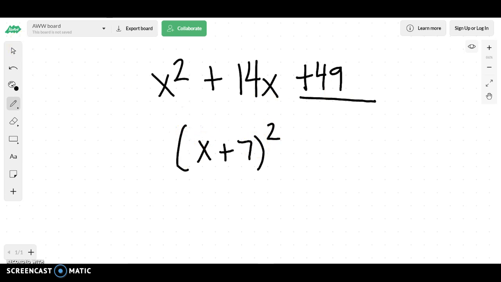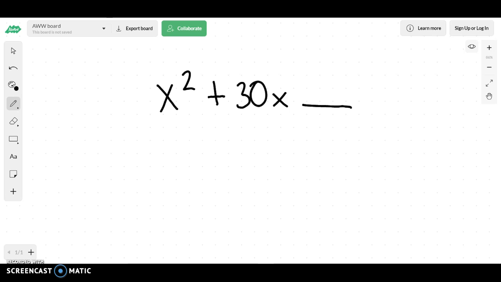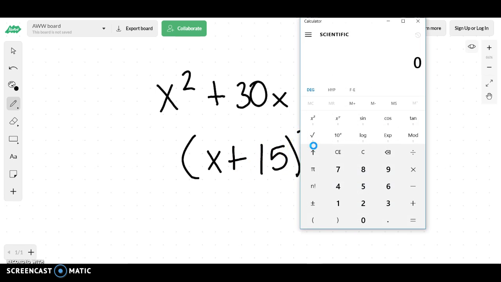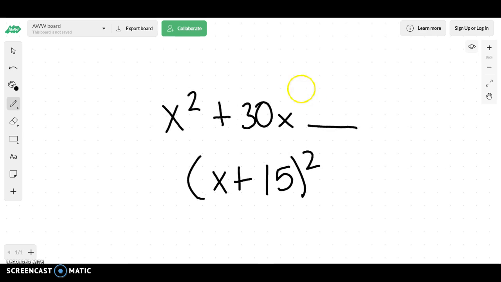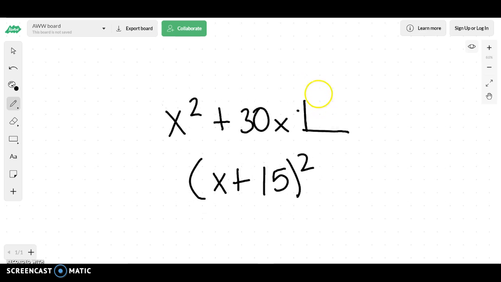Let's do one more of these. So again, I wanted to make this a perfect square. So we know that half of this would be in here. And then 15 times 15 would be 225. Whoops. So we just put that 225 in there.